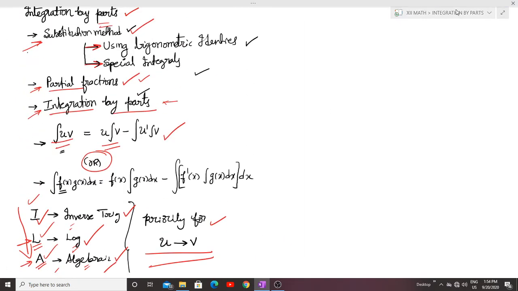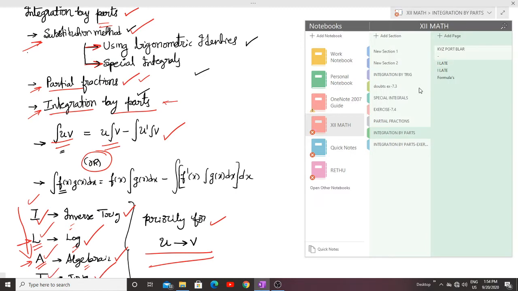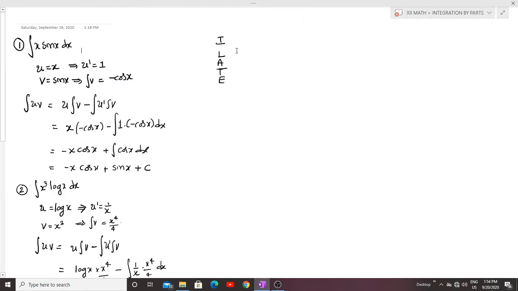Please look at the solutions of these questions. The first question is integration of x into sin x into dx. Take u is equal to x. In integration by parts, the formula is important; try to learn it by heart: u integration v minus integration of u dash integration v. This is the formula. That means the first function is getting differentiated, the second function is getting integrated.